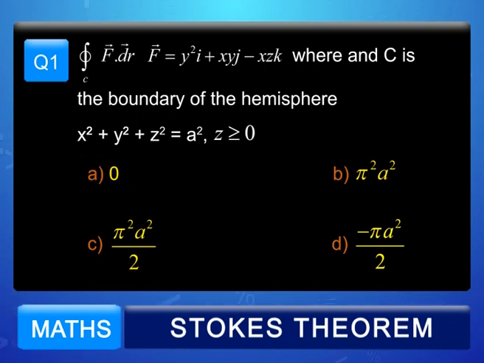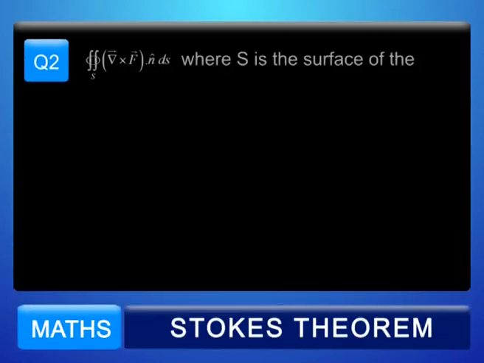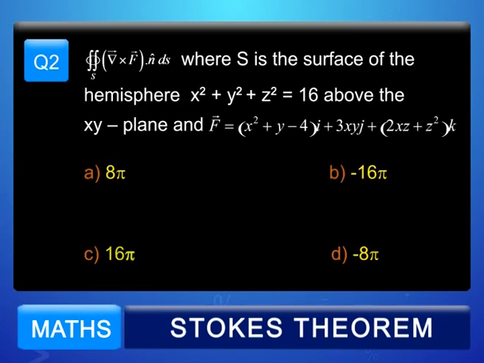Let's go to the next question. Question number 2. What is the result of the surface integral del cross f dot n cap ds, where S is the surface of the hemisphere x squared plus y squared plus z squared is equal to 16 above the xy plane, and the field F is equal to (x squared plus y minus 4) i plus 3xy j plus (2xz plus z squared) k.